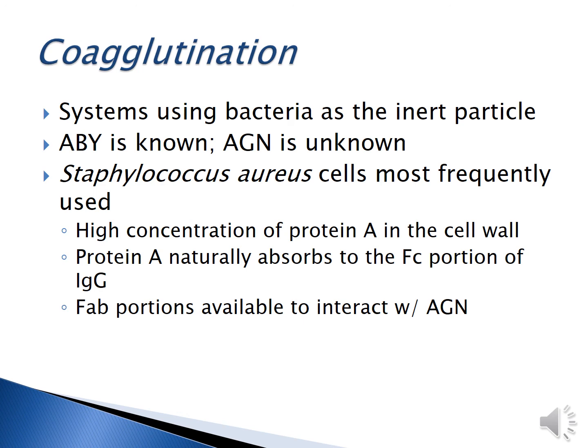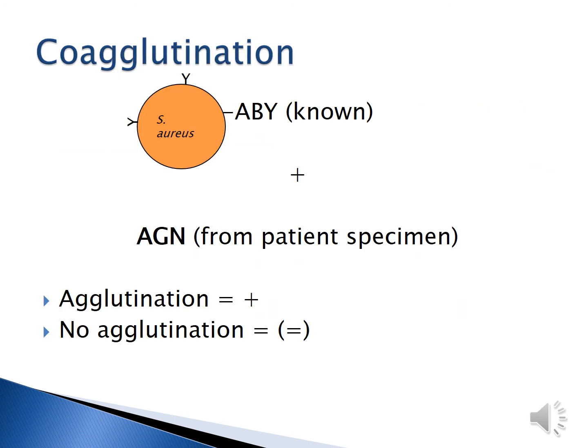So in this type of test, we know that the antibody is known because we have our known IgG that has been absorbed in the cell wall of the Staph aureus, and we're looking for an unknown antigen in the patient's serum. So in coagglutination, the antibody is known and the antigen is unknown, and the unknown obviously we will find in the patient specimen. So if we have agglutination in coagglutination, then the patient would be positive for the antigen we are searching for. If we do not have agglutination, then obviously the patient specimen does not have the antigen we're looking for.